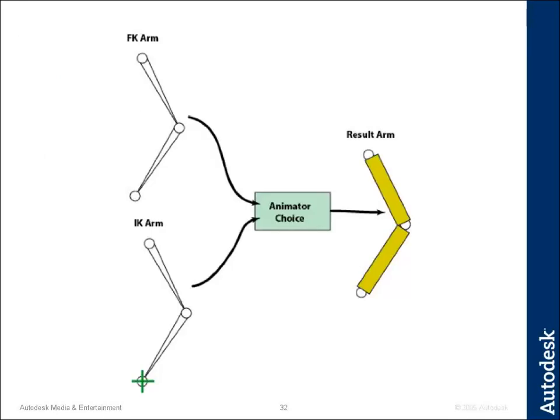We also now know that we can blend between by creating a result arm. So the animator can choose if they want an FK arm system or an IK arm system. They can choose whatever works best for their scene and for their situation, and they can blend between the two to create the result arm to make it look exactly how they want. So this is cool. We've tried a whole bunch of different things, and our next step is to actually put it on our official biped arm.